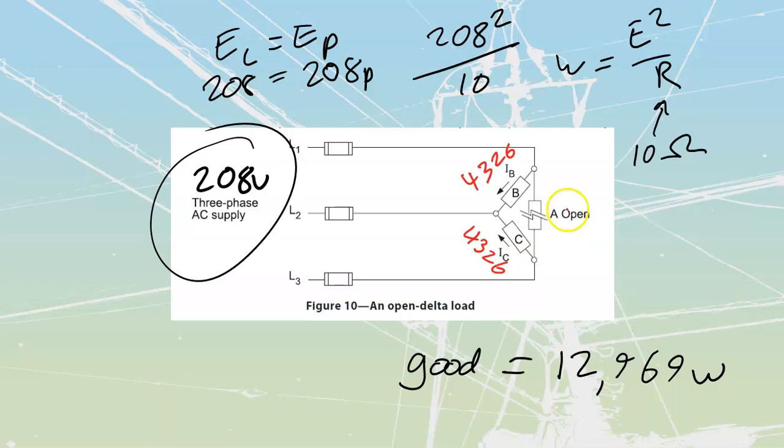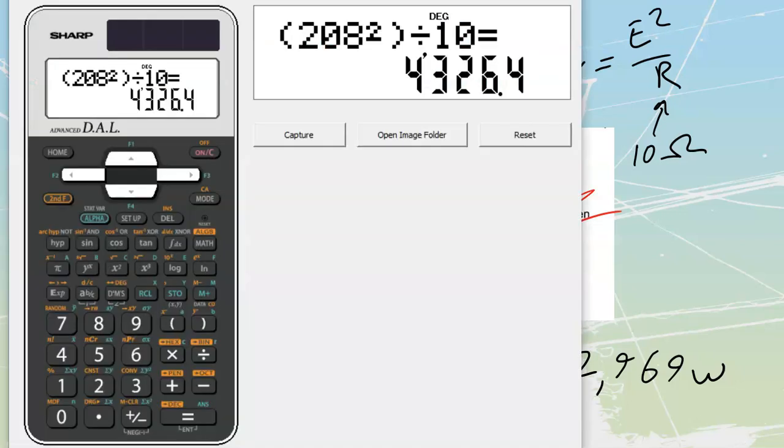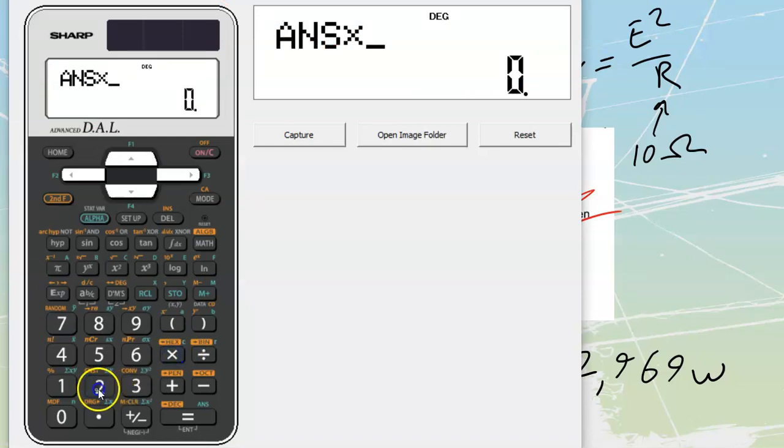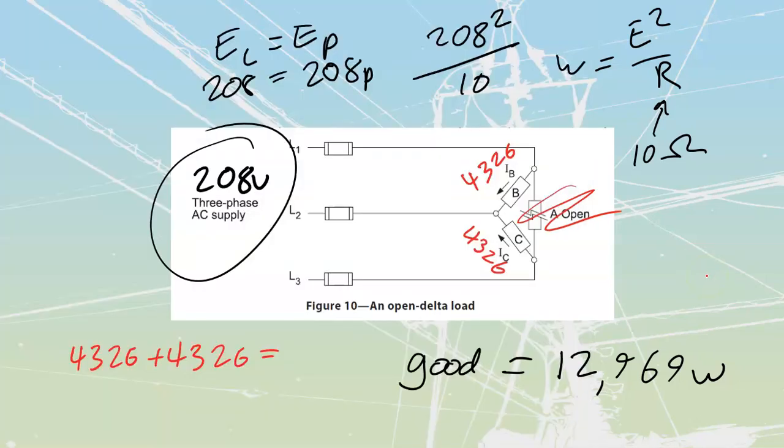So my A phase over here is gone, but these other two are still developing full power. And what I can do, watts never lie, I can just add my watts together. 4,326 plus 4,326 is going to go and give me my total amount of watts left. I'm just going to go and multiply this value by 2. Gets me to 8,652 watts. And that's what I'm getting right now when I've got an open load off of this thing.